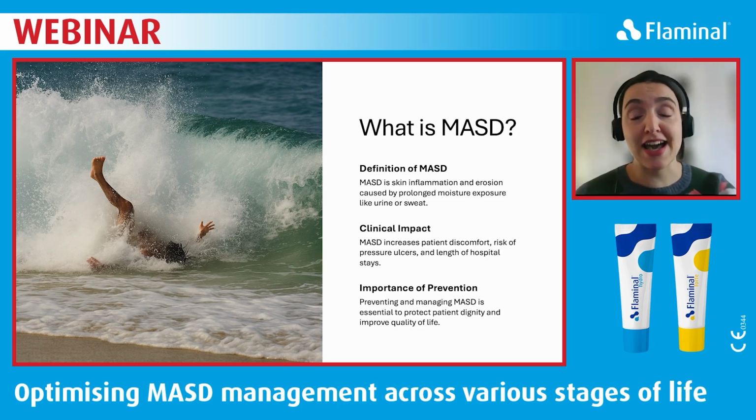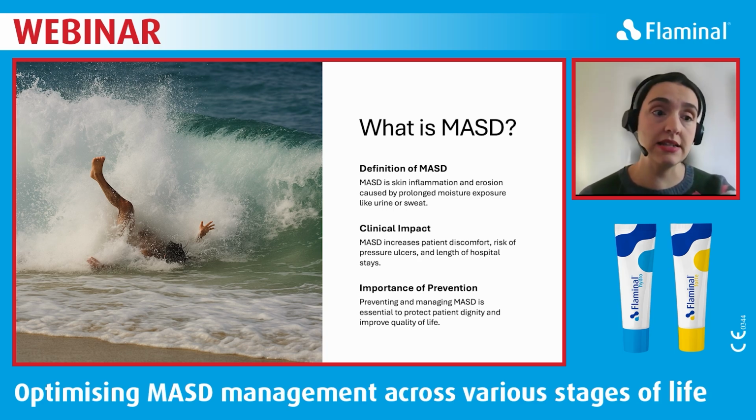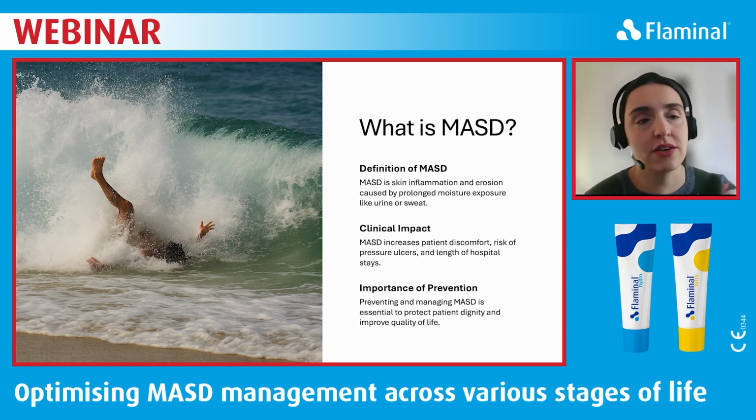So really the image is there to imply that it's when the skin gets overwhelmed with moisture exposure. Moisture-associated skin damage refers to inflammation and erosion of the skin, which is caused by prolonged exposure to moisture. And that could be from urine, feces, sweat, or wound exudates. And it is a common yet under-recognized condition, and it can significantly impact patients' comfort and increases the risk of pressure ulcers and prolonged hospital stays.